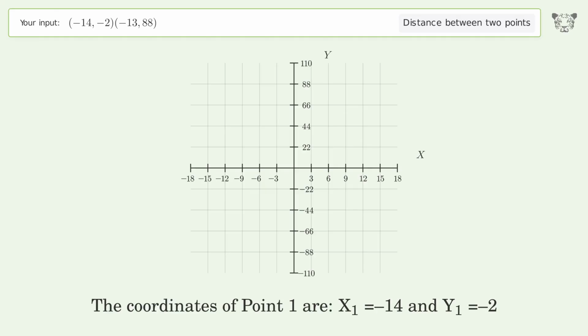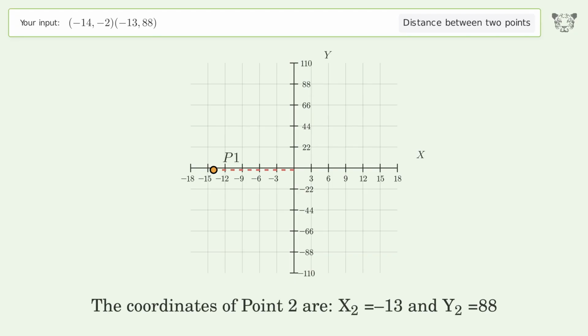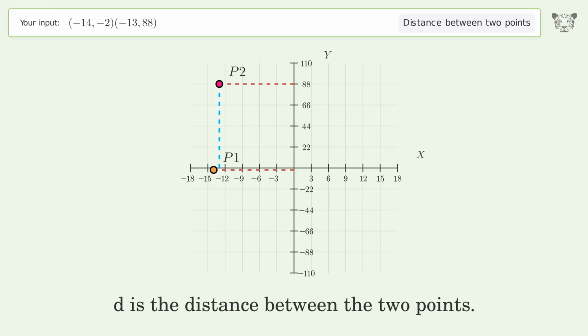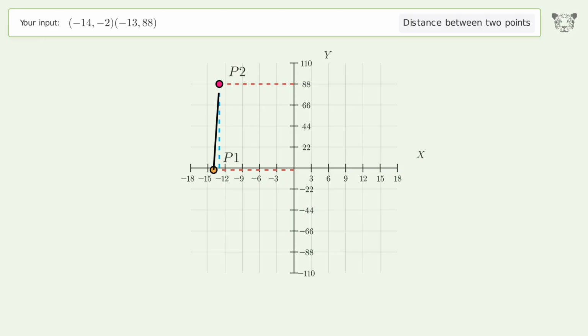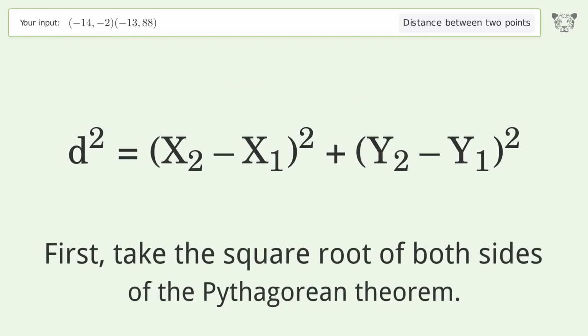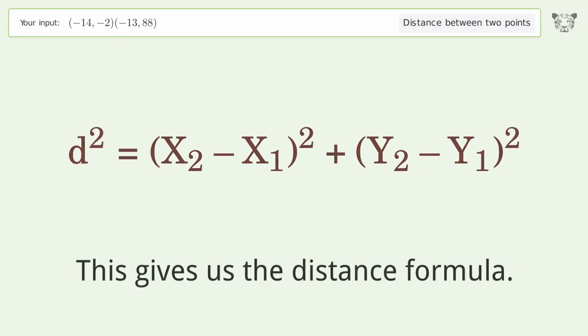The coordinates of point 1 are, x1 equals -14 and y1 equals -2. The coordinates of point 2 are, x2 equals -13 and y2 equals 88. D is the distance between the 2 points. First, take the square root of both sides of the Pythagorean theorem. This gives us the distance formula.